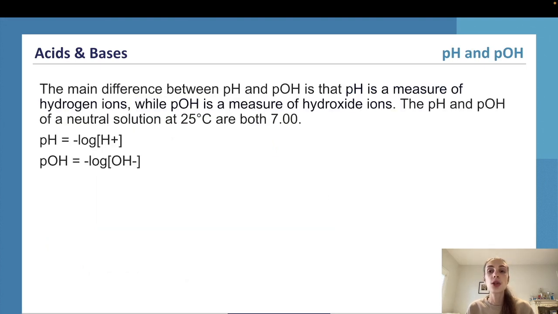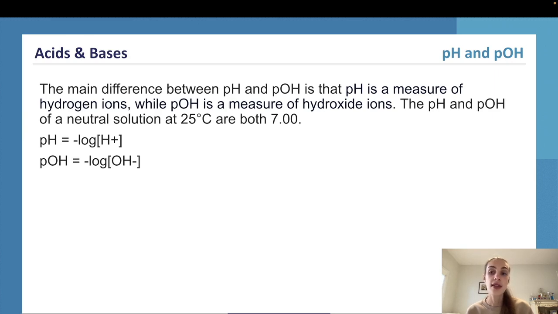So we've got these two concepts and they're very closely linked: pH and pOH. The main difference between pH and pOH is that pH is known as a measure of hydrogen ions, so we sometimes call it the power of hydrogen. That's what the small p stands for, and the H is for the H+. Whilst the pOH is a measure of the hydroxide ions, so the power of the hydroxide.